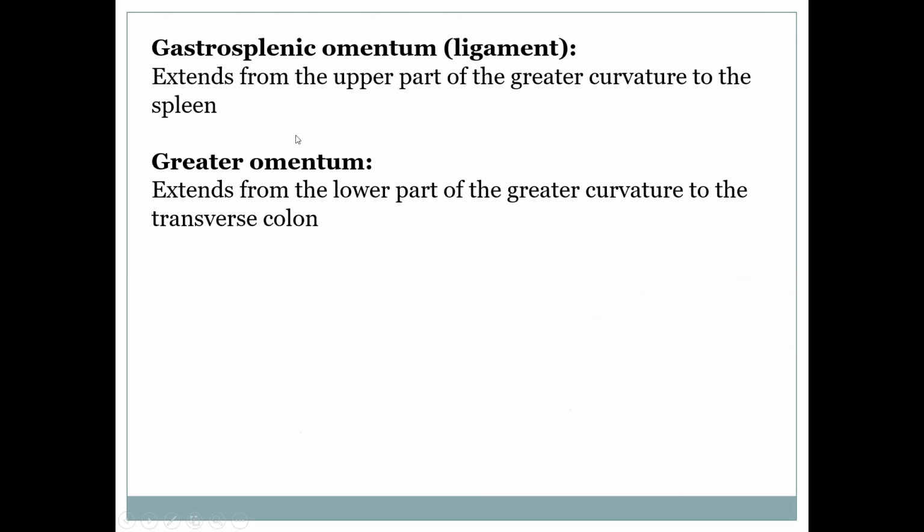There are two omentums on the stomach, the gastrosplenic omentum and the greater omentum. The gastrosplenic omentum, or ligament, extends from the upper part of the greater curvature to the spleen. And the greater omentum extends from the lower part of the greater curvature to the transverse colon.